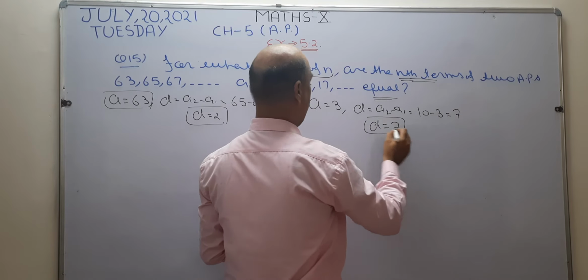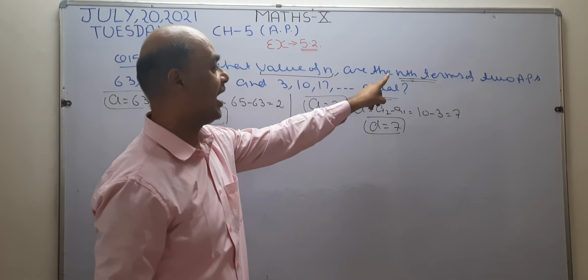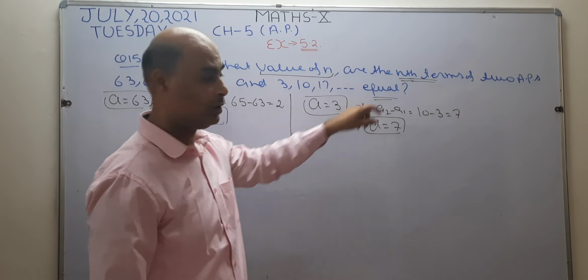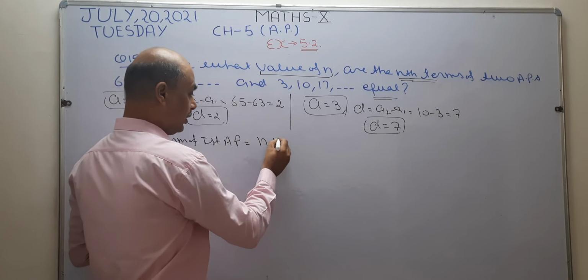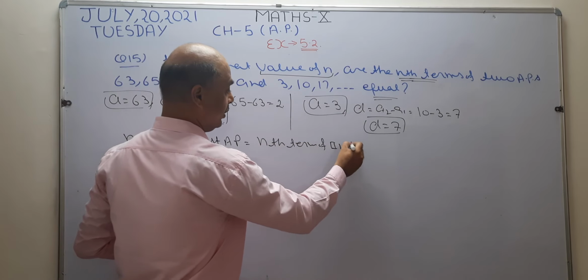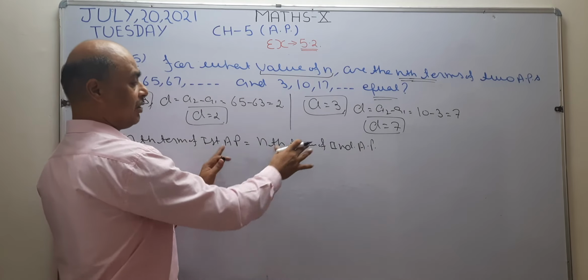Now in this question, what is given? The nth terms of both the APs are equal. It is given. So write here: nth term of the first AP is equal to the nth term of the second AP. It is given in the question. So I have to equate the nth terms of both the APs.